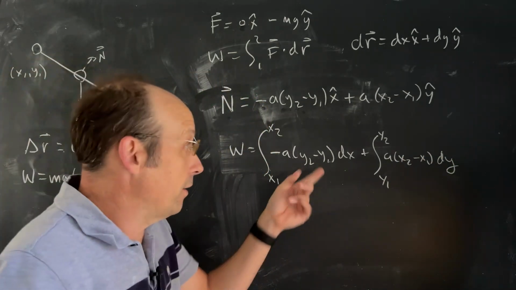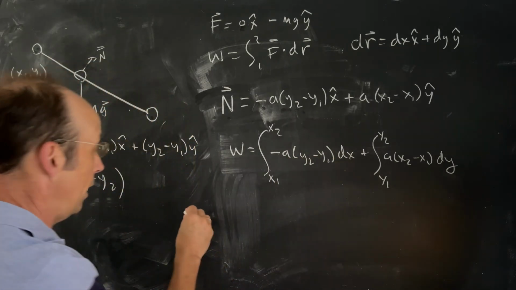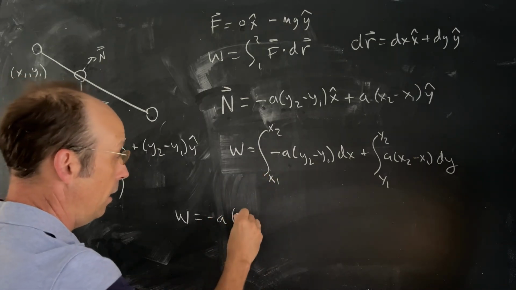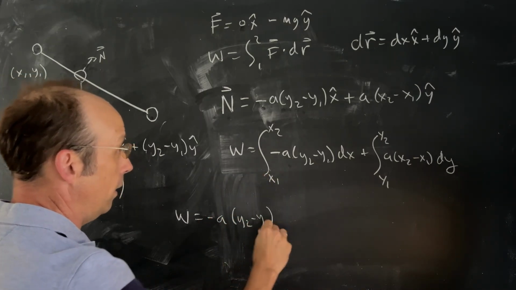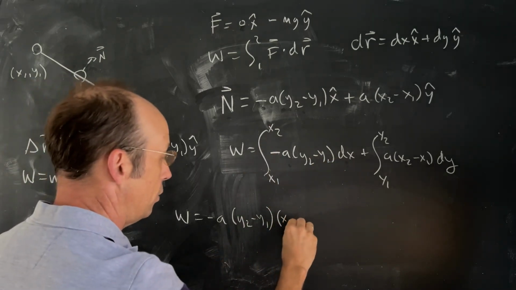I can actually integrate this because these are all constants, right? So I just multiply by a constant. So I get work. I can integrate this. I get negative a times y2 minus y1, and then x from x1 to x2, so that's going to be x2 minus x1.